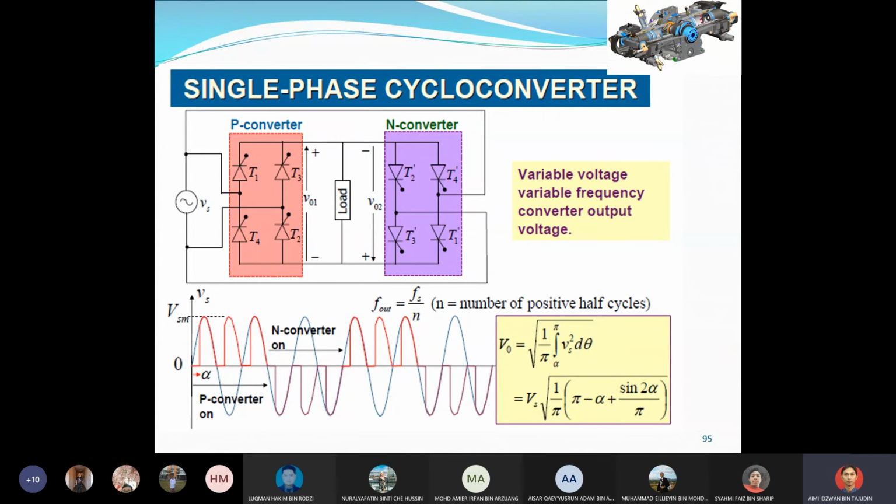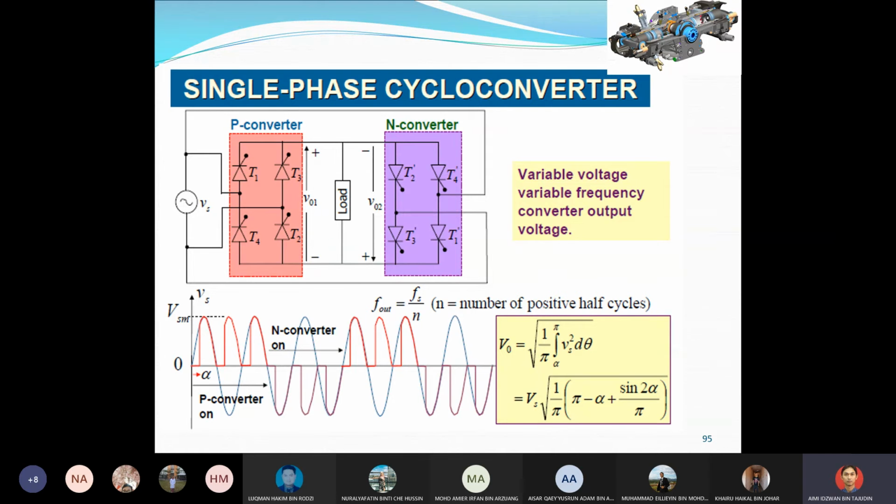Pernah belajar? Tak pernah belajar? Hello? Yes, sir. Okay, pernah belajar tak? Pernah dengar tak cycloconverter ni? Cycloconverter. Rasa macam belum. Hello?